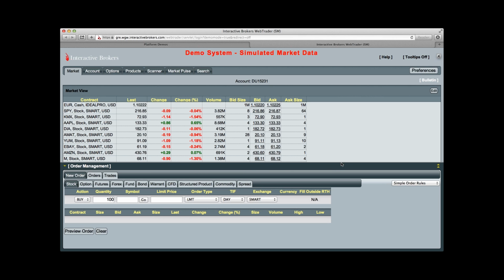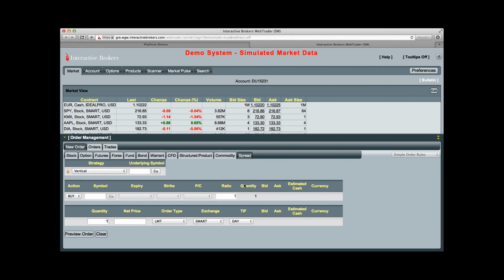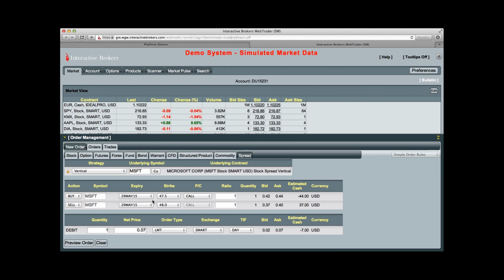Here we are now in the Interactive Brokers demo account. We're going to place the trade. So we're in the order management window. We're going to click on spread, and this is a vertical spread that we're trading. So let's do an example with Microsoft. We'll click on Microsoft, and you can see that two order windows are going to open up down here.